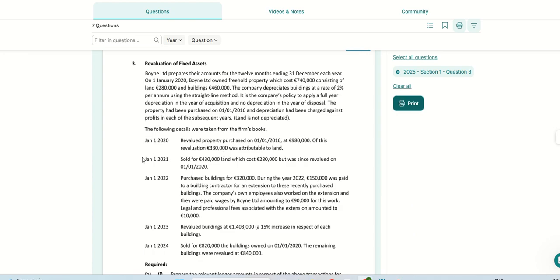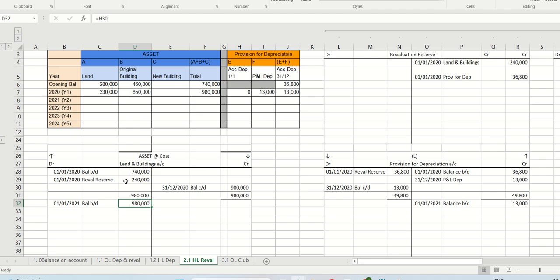Year 2, what's happening? 2021, we've a disposal. Sold the land which cost 280,000 and was revalued on the 1st of the 1st. Okay, so we're doing the disposal step for that now. And again, we went through disposal at length in the ordinary level video, so please make sure you're familiar with that. So we sold the land.